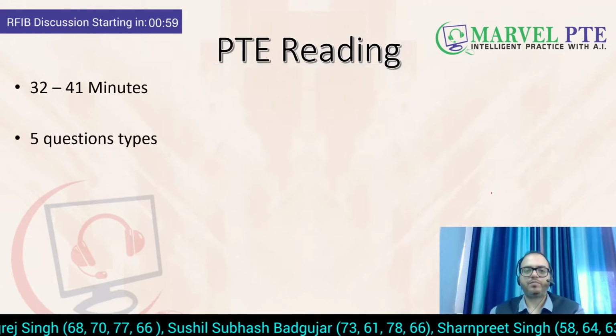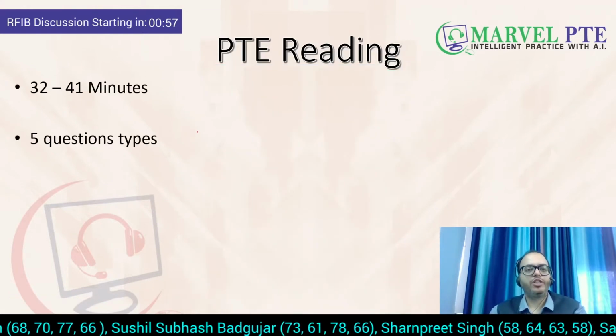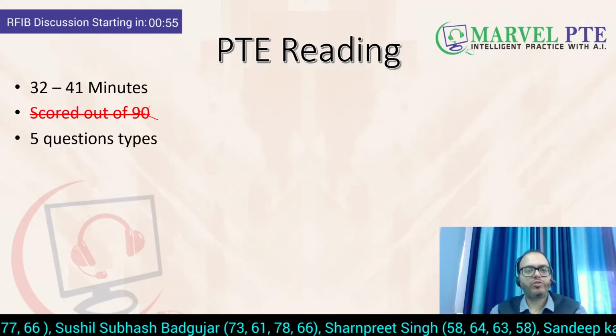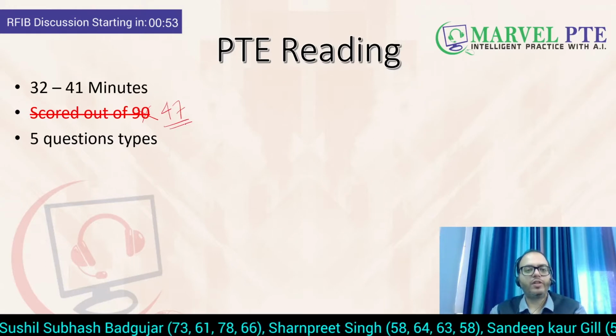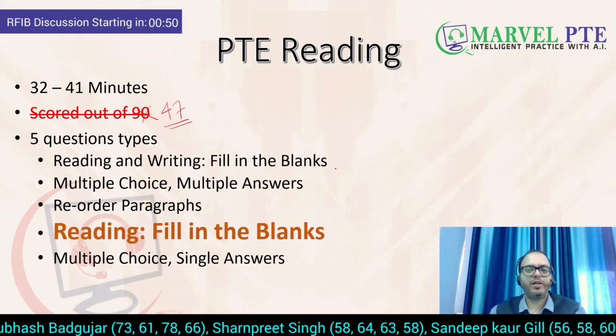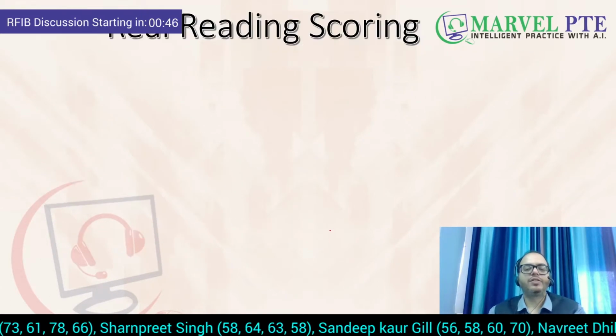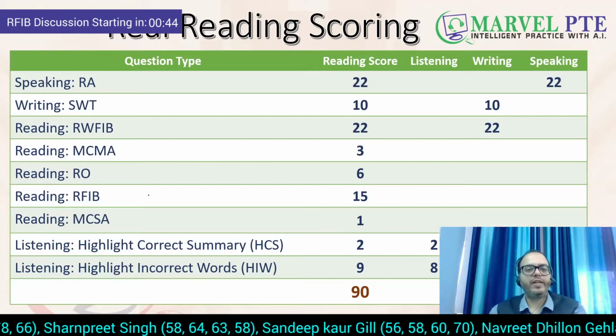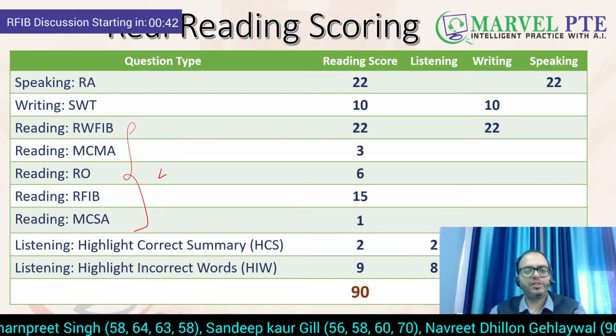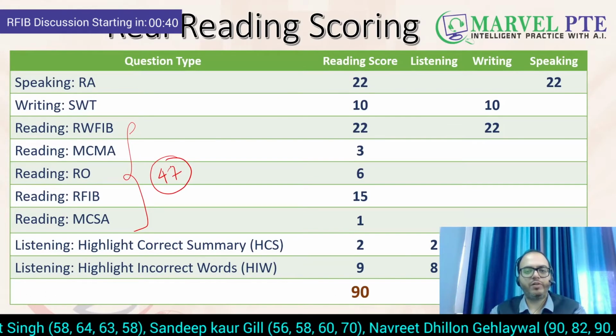Now, PTE Reading is 32 to 41 minutes. It is not scored out of 90, it is scored out of 47. And the 5 question types are these. And today's topic is Reading, Fill in the Blanks. And this is the real PTE Reading scoring. As you can see, the reading module is just contributing 47 marks.